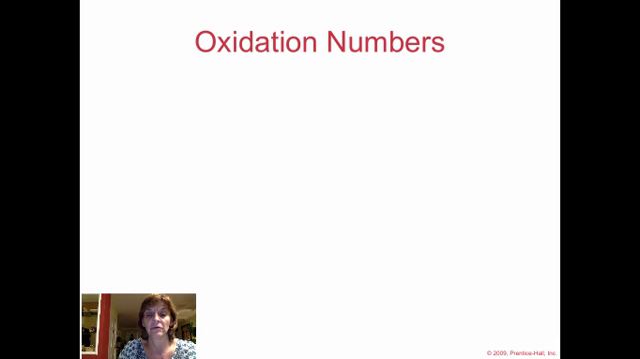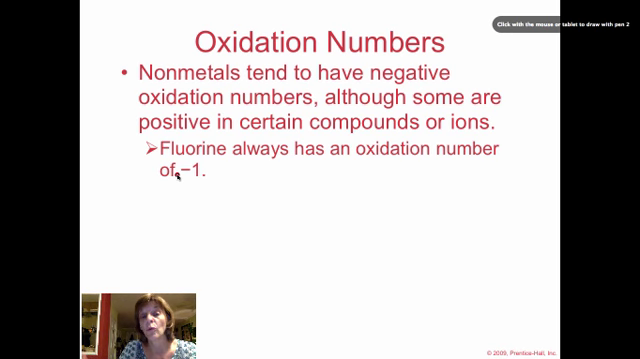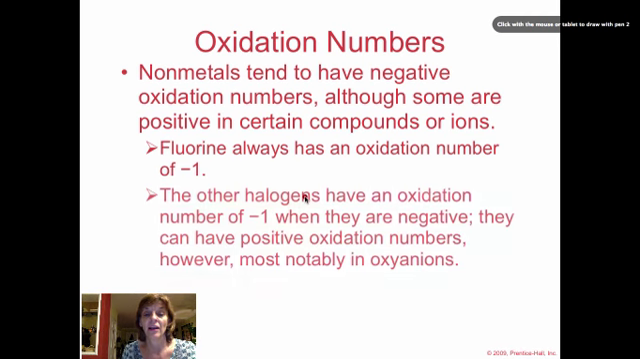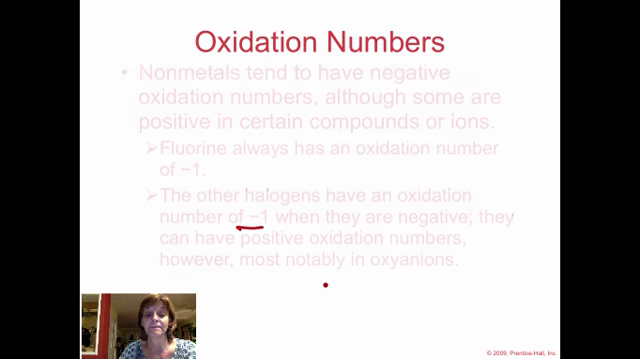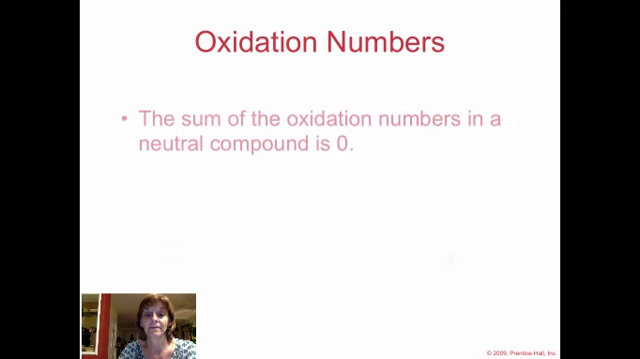Okay, more of those nonmetal rules. Fluorine always has an oxidation number of -1. No options for fluorine. Other halogens are usually -1, but they can have positive oxidation numbers when they're bonded with oxygen or other more electronegative elements. The sum of the oxidation numbers of a neutral compound is 0.